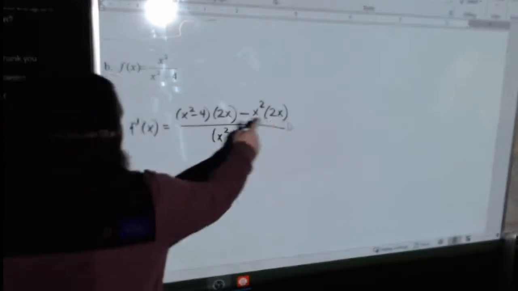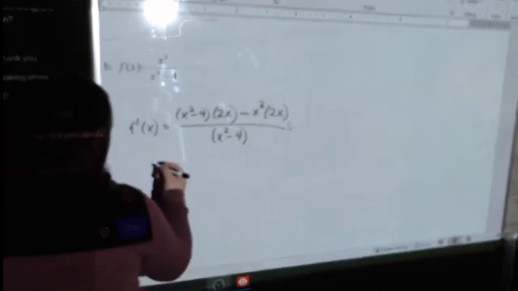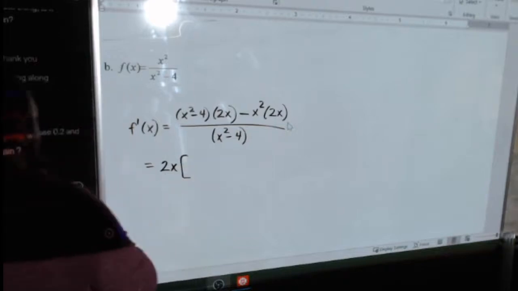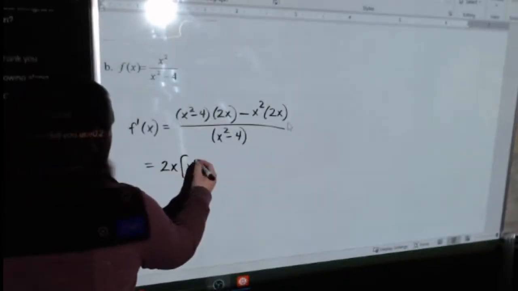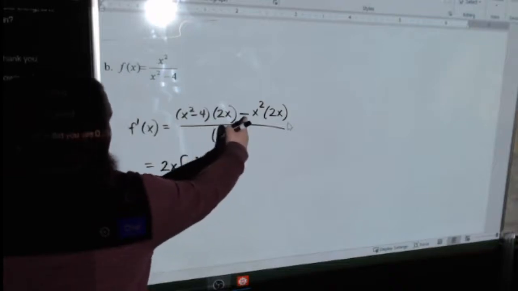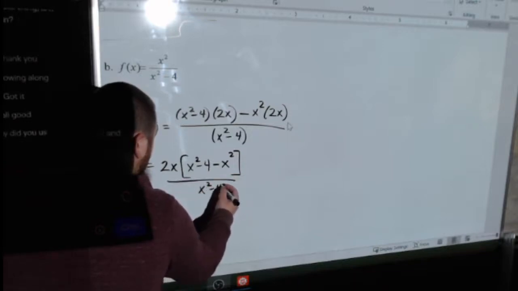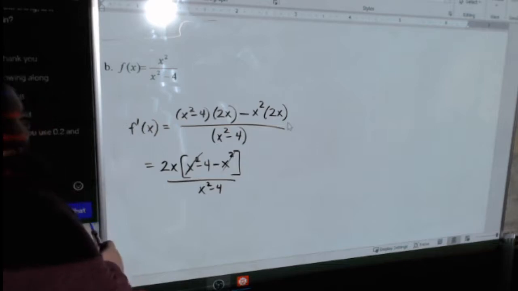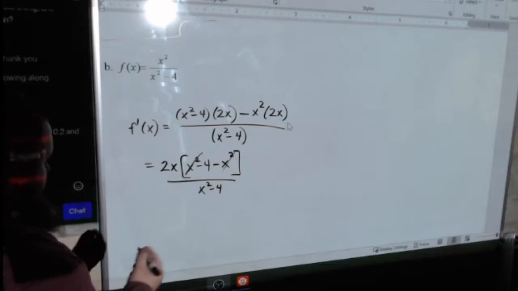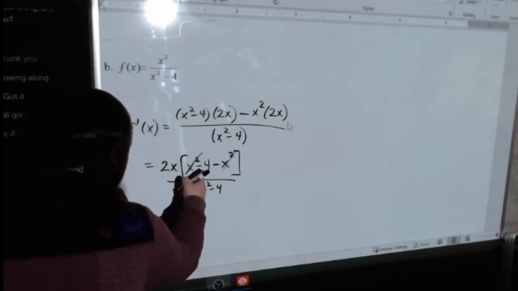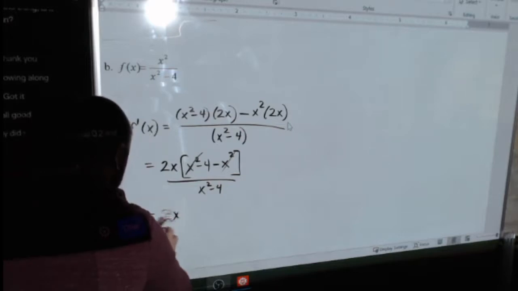Now I see that both of these have a 2x in them, so rather than multiply it all in and then subtract, I'm going to go ahead and factor out that 2x. That's going to leave behind x squared minus 4 and a minus x squared, which makes it real easy to get rid of those x squareds. I then have 2x times a negative 4. So I really have minus 8x over x squared minus 4.